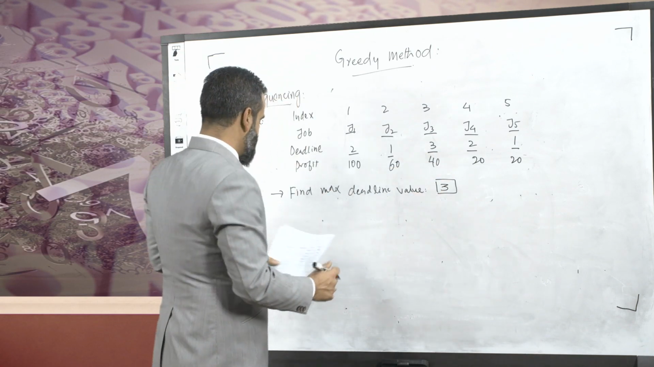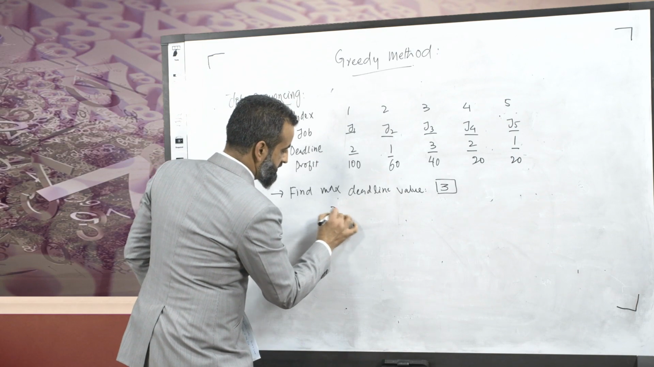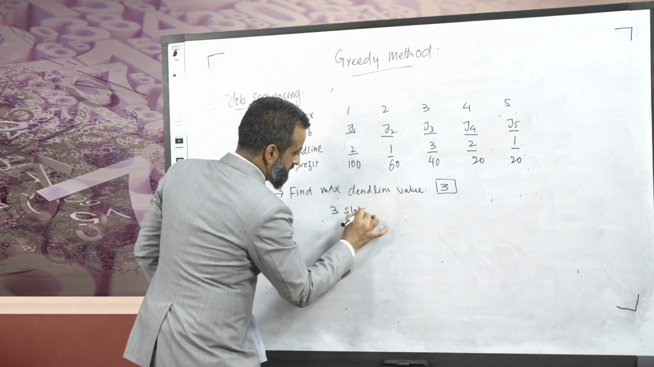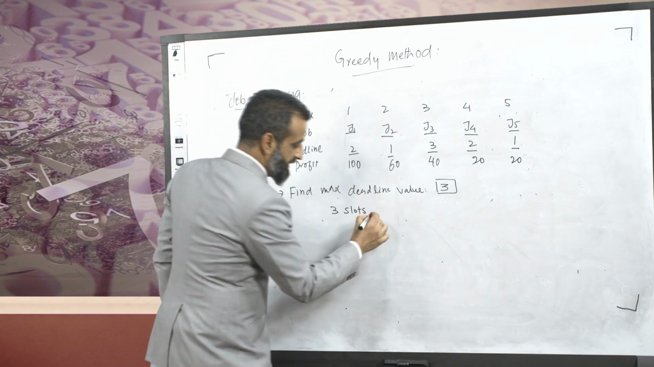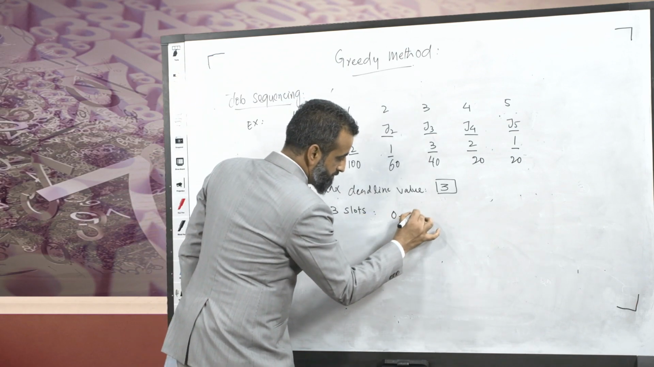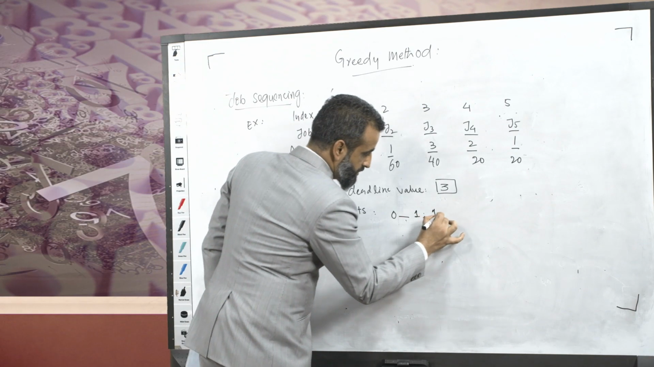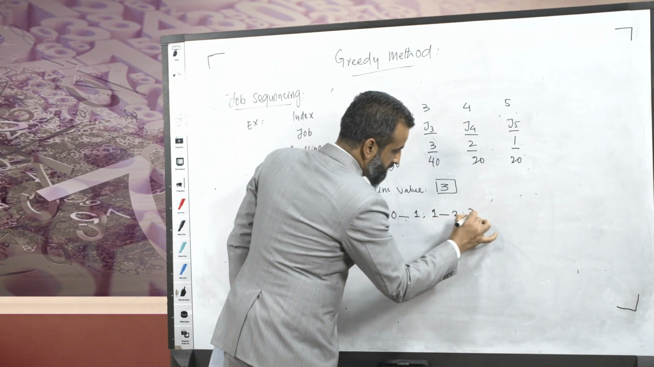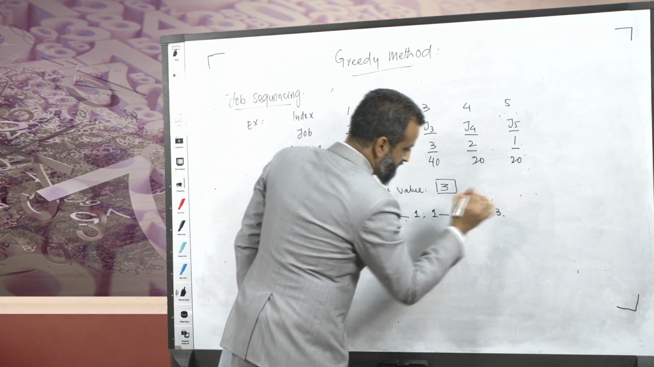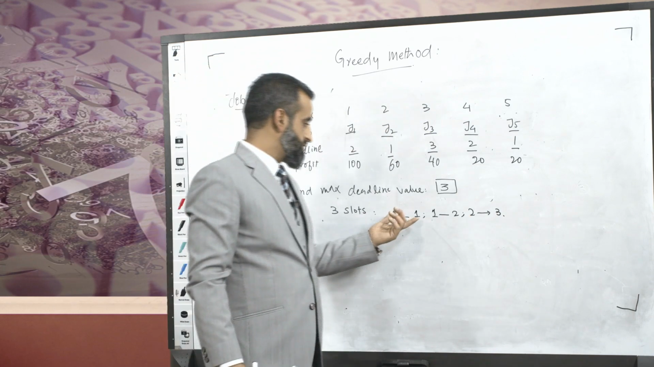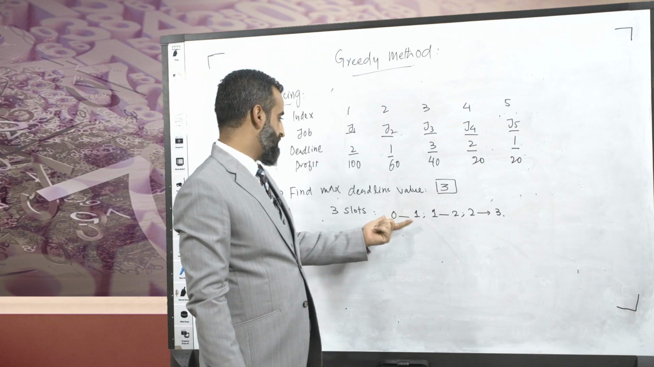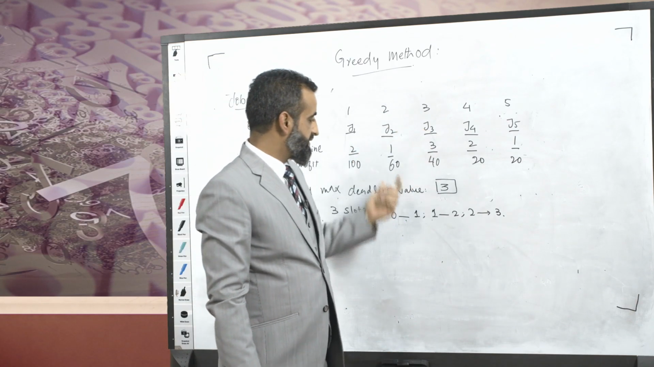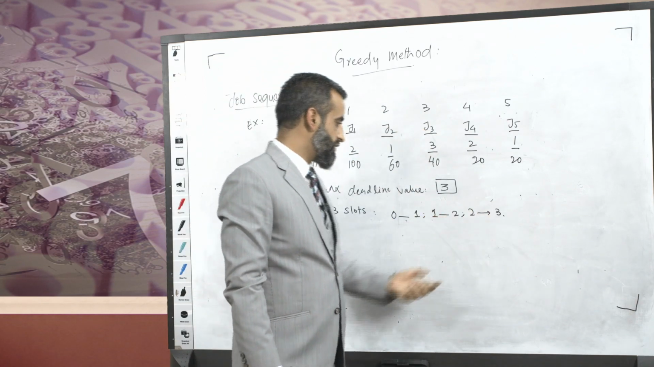Given this highest deadline value of 3, we will be assigning different slots. So we have 3 slots for running jobs on this machine. The slots will be like this: 0 to 1, 1 to 2, and 2 to 3. These are 3 different slots on my machine, and I can run these jobs in these different slots.